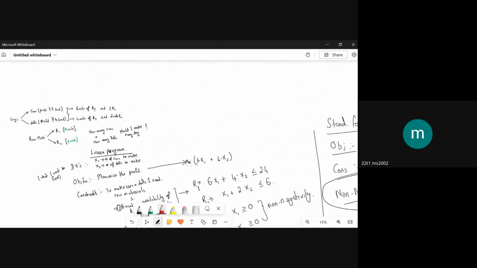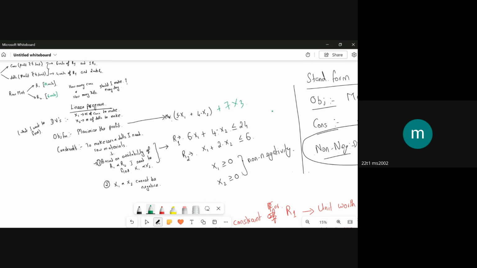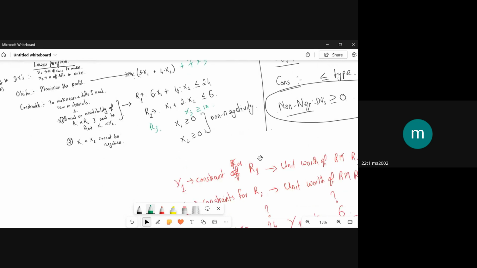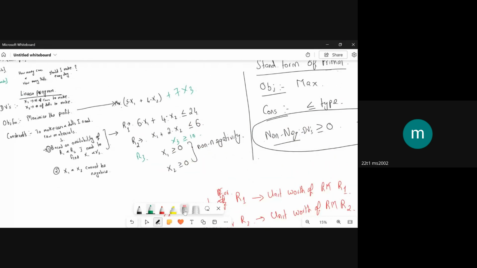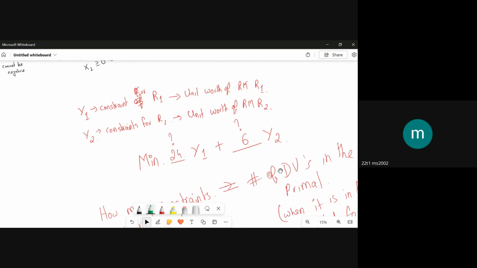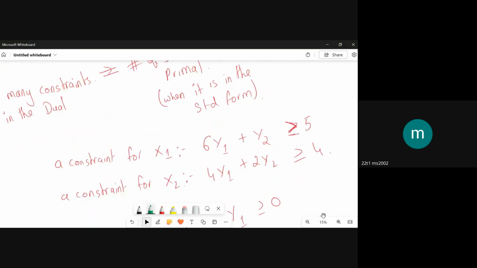If I have a third thing, let's say I had a third variable 7x3, and I had a row which said x3 must be greater than or equal to 10 for raw material 3. For some reason, I'm just making this up. I'll come to a different problem later. Then, x3 must be less than or equal to 18, for example. If I put this as 18, then I will have a third constraint for x3. What will it be?